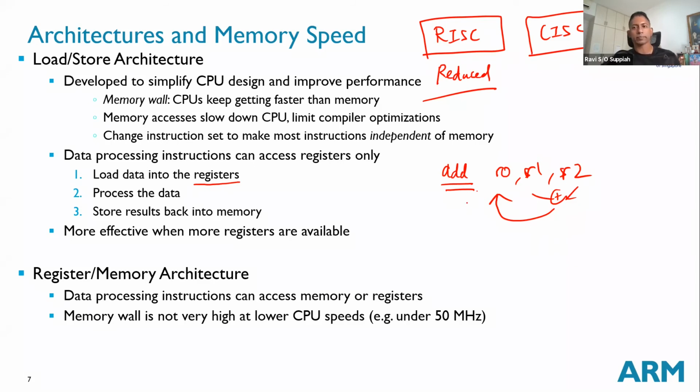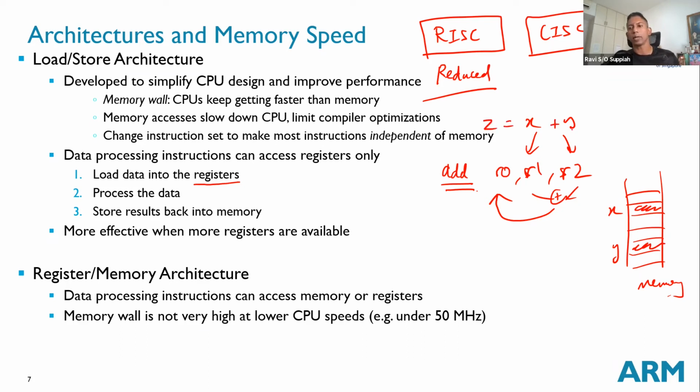In any RISC-based system, you generally take the data and put it into registers. So R1, R2 could refer to variables X and Y, where X and Y are somewhere in your memory. If I look at my memory, maybe X is over here and Y is over here. In my C code, I might say Z equals X plus Y. I want to do this. I write this in C.